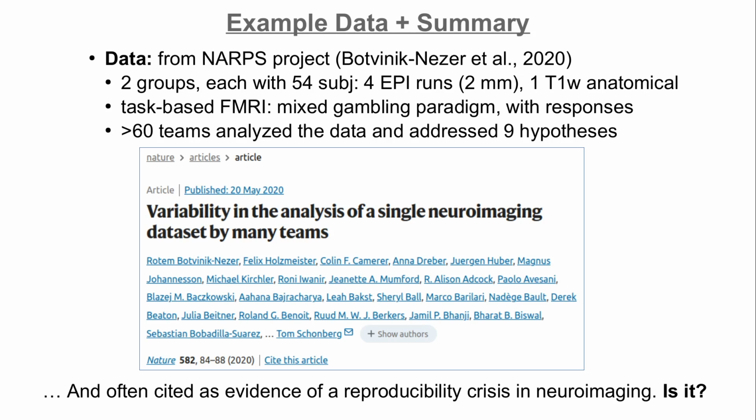This study is often cited as evidence of a reproducibility crisis in neuroimaging, because of how the responses didn't necessarily agree, or how there were a lot of no responses where there were maybe supposed to be yes.